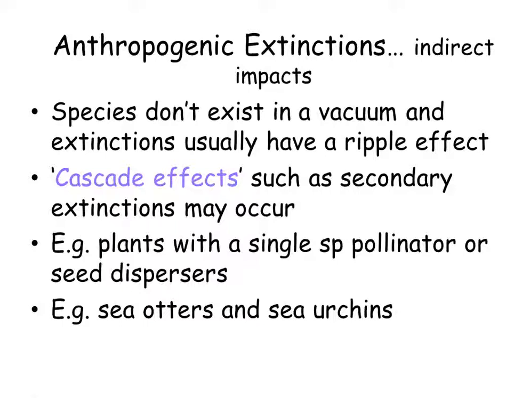Species don't exist in a vacuum, and extinctions usually have a ripple effect. Cascade effects, such as secondary extinctions, can occur. For example, plants with a single species pollinator or seed dispersers, if those plants disappear, then those pollinators or seed dispersers are also affected. For example, sea otters and sea urchins. Sea otters almost exclusively feed on sea urchins. So if one of those species becomes extinct, then the other will also.